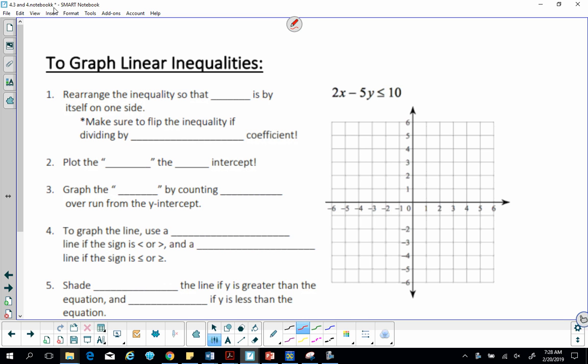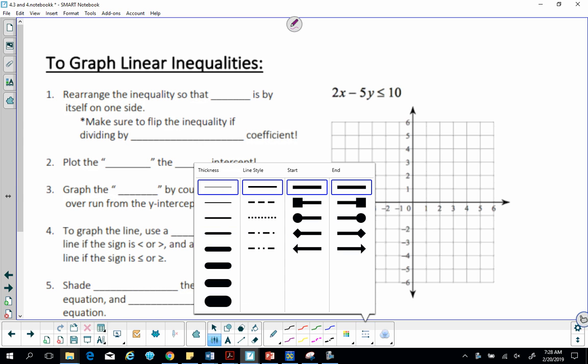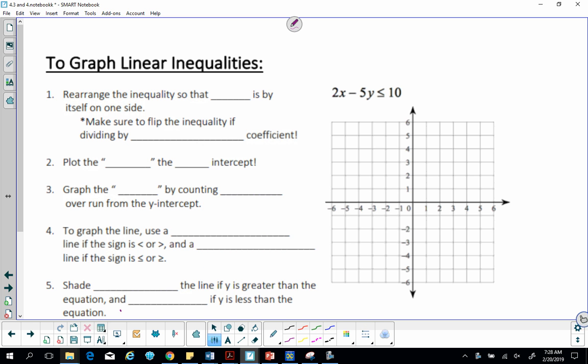Combining just regular inequalities and graphing. Cool. So first step, it says rearrange the inequality so that y is by itself. Make sure to flip the inequality sign if dividing by a negative coefficient.